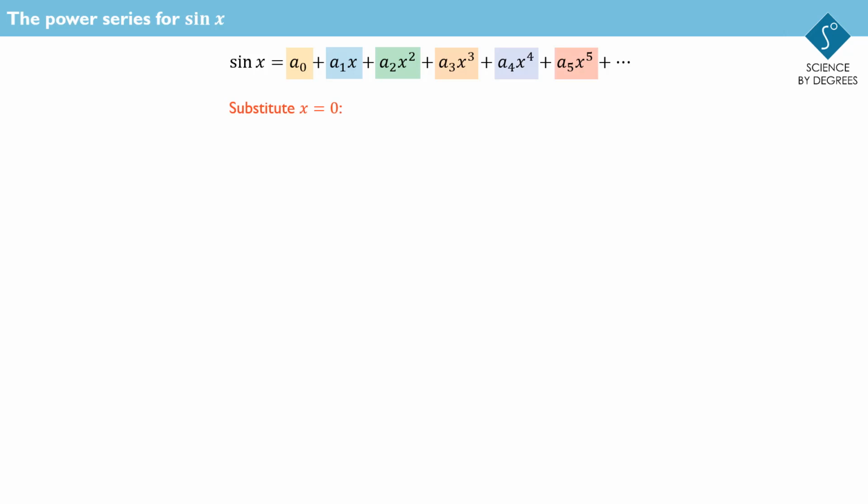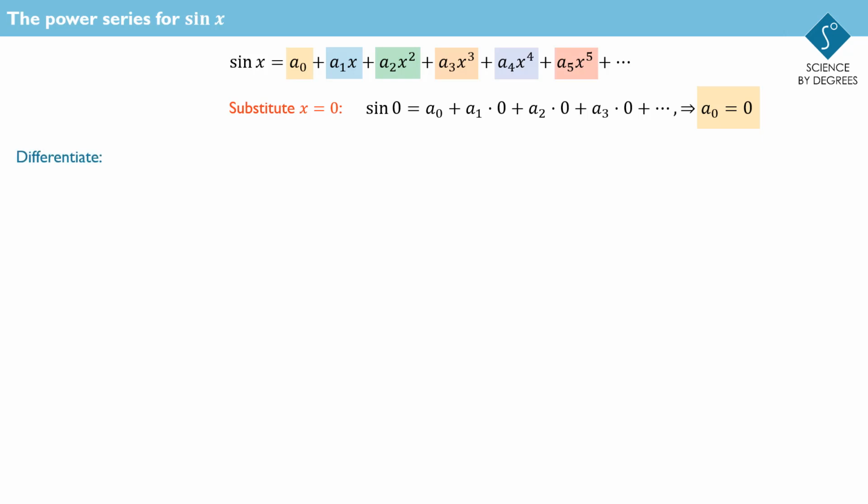First, we'll substitute in x equals 0. On the left-hand side, sine of 0 equals 0. On the right-hand side, only the coefficient a0 survives. The other terms are all 0 because they all contain a power of x, and x equals 0, so the term is 0. This means that a0 equals 0.